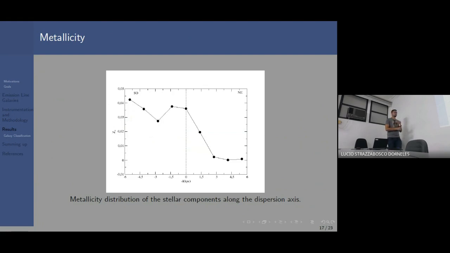That, how can I explain? It is a subproduct of the interaction. The interaction helped to produce stars, and the stars blow up and enrich the interstellar medium with more elements.